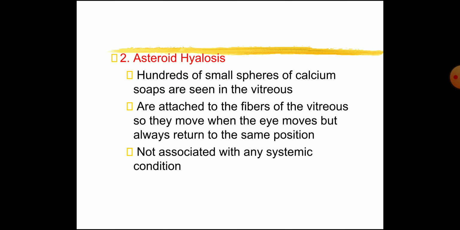Asteroid hyalosis. Hundreds of small spheres of calcium soaps are seen in the vitreous. So that is something different from syneresis. They are attached to the fibers of the vitreous, so they move when the eye moves, but always return to the same position. When you ask the patient to move the eye, they will move to that side and then suddenly return to the original position.